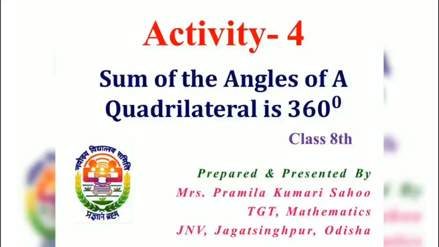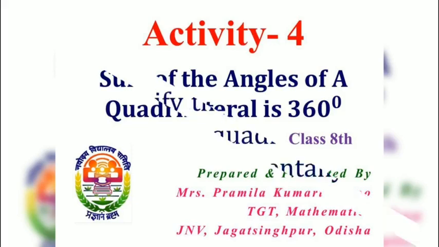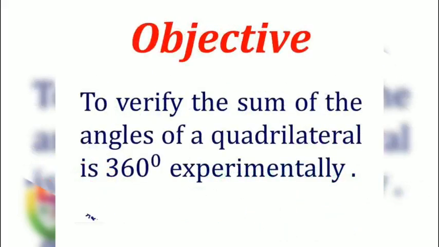Dear students, let us start our activity 4, that is, the sum of the angles of a quadrilateral is 360 degrees. We have to prove this. The objective of this activity is to verify experimentally that the sum of the angles of a quadrilateral is 360 degrees.